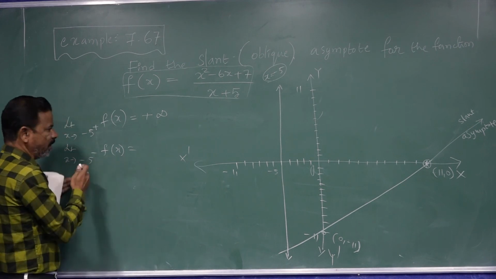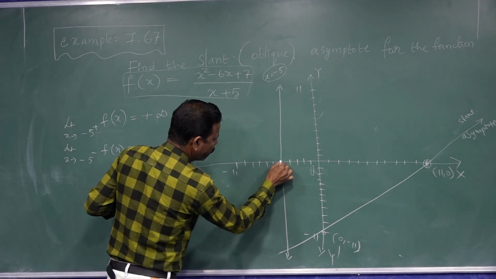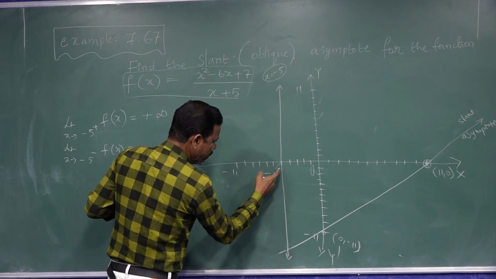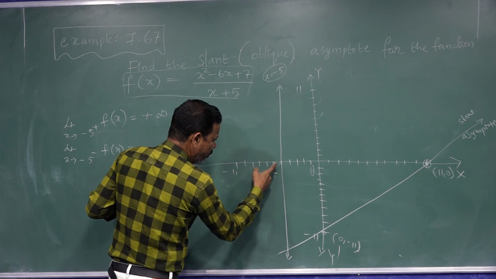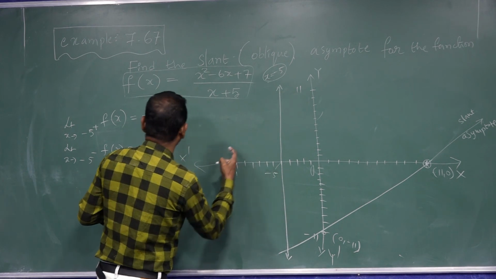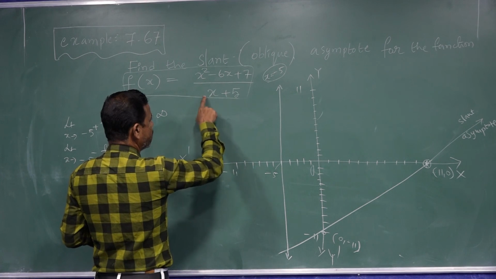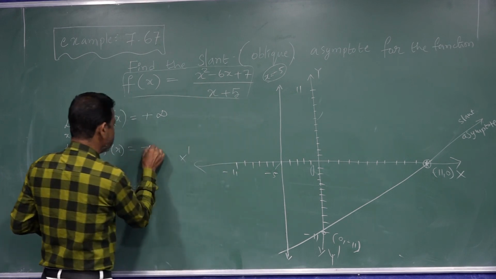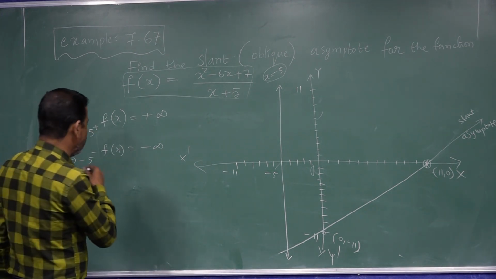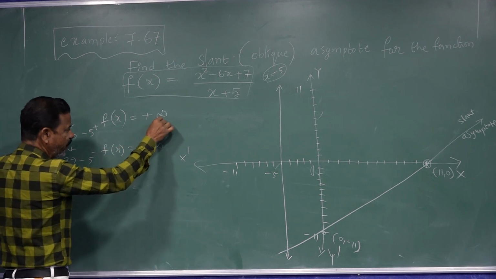After that, limit x tends to minus 5 minus of f of x, what is coming? Minus 5 minus means the left side of minus 5, suppose minus 5.1 or minus 5.2. You substitute here, minus 5.2 means x plus 5 is negative. So it is negative infinity. That's why at minus 5 it is infinity coming.